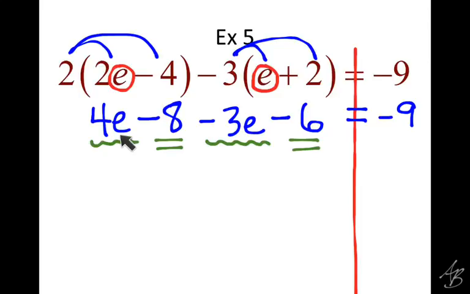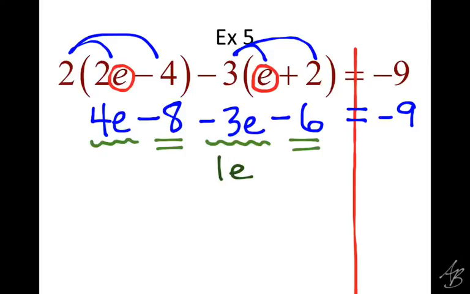Okay, so let's do the e's first. What's 4e and negative 3e? It's a positive and a negative, so are we going to add or subtract, Julia? We're going to subtract those. We're going to have the positive 4 and a minus 3. What's 4 minus 3, Julia? 1. So what we get there is 1e, right?